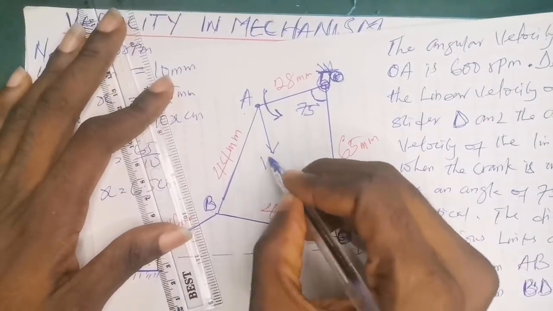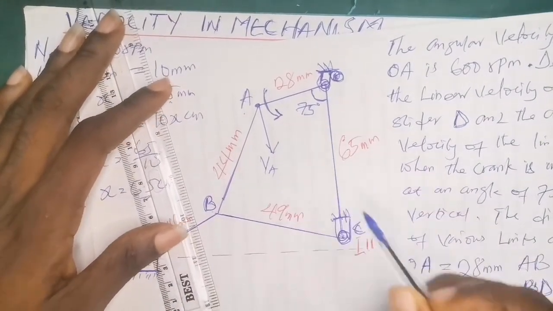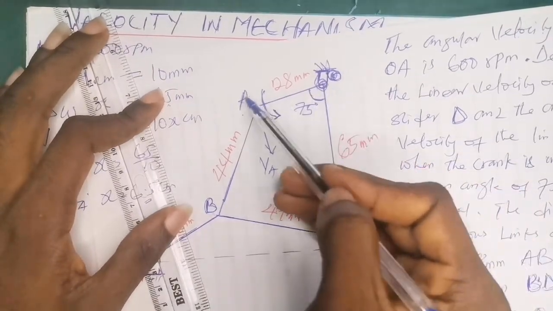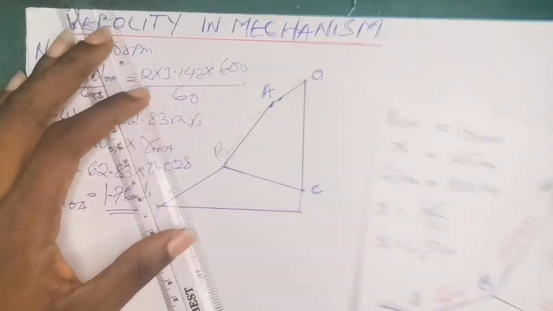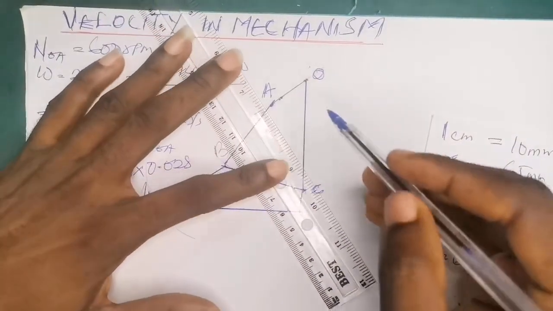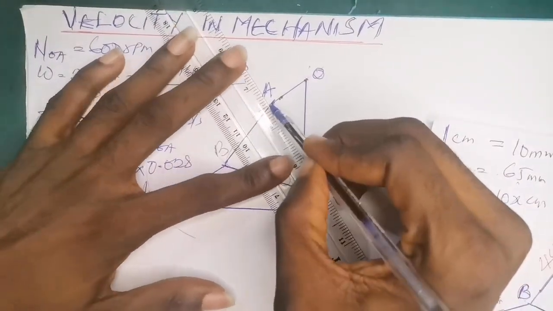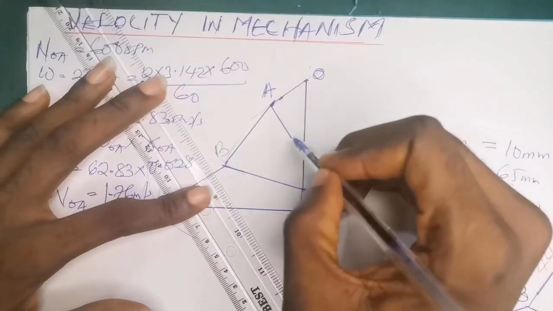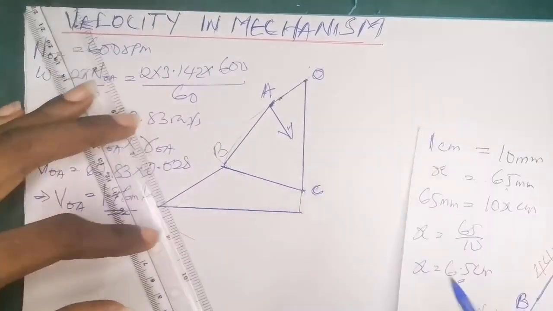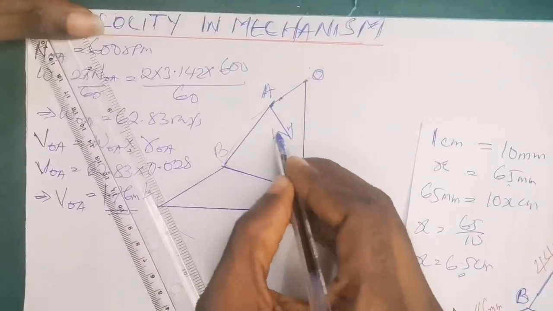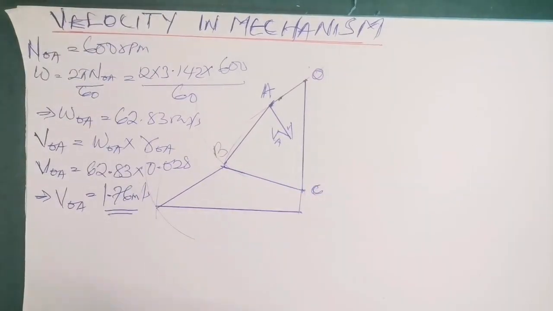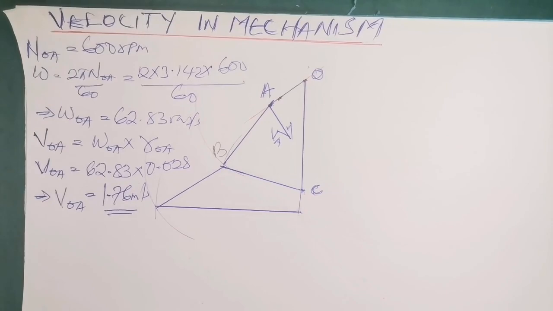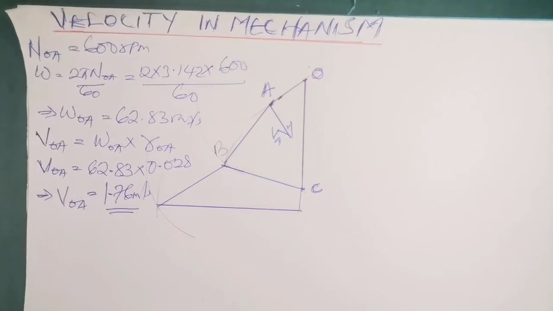This is the velocity at A, and it must be at 90 degrees and in the direction of motion. So from A, I have a speed that is at 90 degrees to the arm OA, and this is simply VA. Having known this velocity now, we have to plot the velocity diagram, and that is how we are able to find the other velocities.